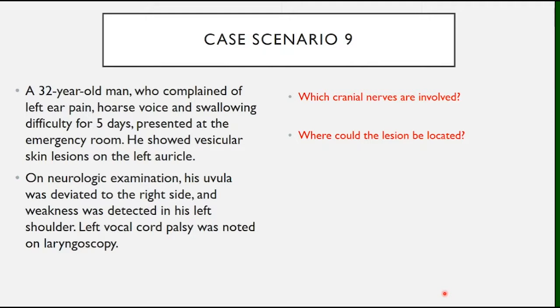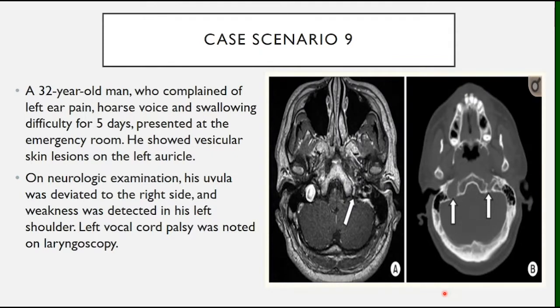9, 10, 11. Where do they exit? Jugular foramen. So it's probably something around the base of the brain, the jugular foramen. It's called Vernet syndrome. How do you investigate him? So he had imaging, and you can see that the left jugular foramen is a bit narrow compared to the right, and he had a herpetic infection.